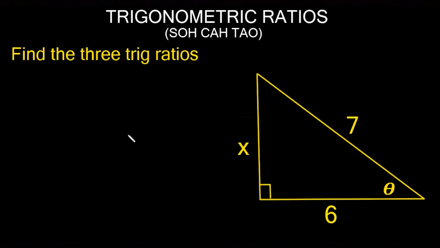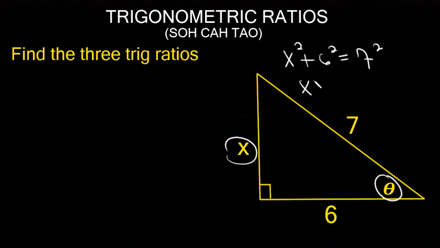So here's our first example, and it says find the three trig ratios. And again, we have a right triangle, meaning we can utilize sine, cosine, and tangent. Now, I can see that the angle in question is right here, theta. And we do have a missing part here. So before we go ahead and list out these trig ratios, we want to find this missing part, x, okay? And that's fairly easy. We're just going to use the Pythagorean theorem to go ahead and get that. So writing out the Pythagorean theorem, that's going to be x squared plus 6 squared equal to 7 squared, which ends up giving me x squared plus 36 equal to 49.